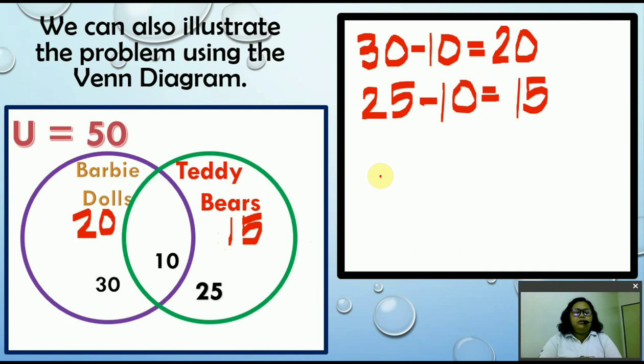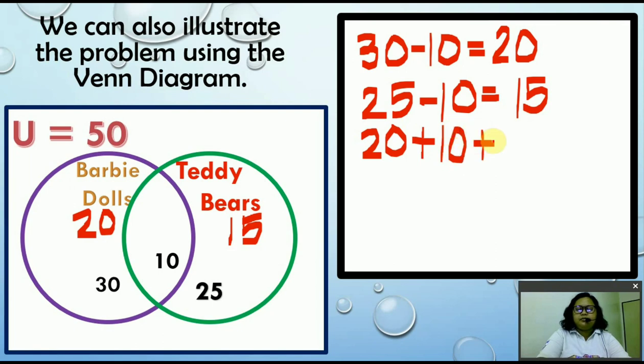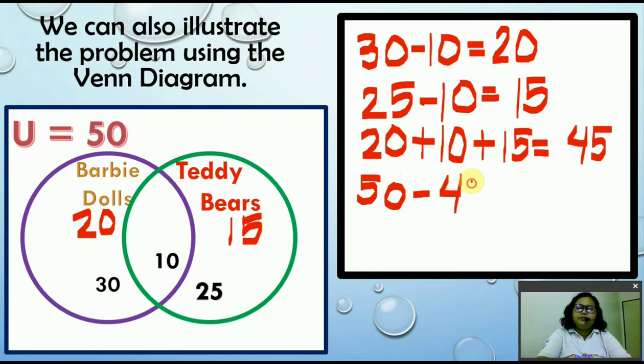Okay, so ilan kaya yung walang Barbie doll at wala ding teddy bear? So first, you add 20 plus 10 plus 15. That is the total. So the total will be equal to 45. So there are 45 pupils who have Barbie dolls and teddy bears. Then subtract 50 minus 45. The answer is equal to 5. So, pwede naman dito sa kabila. Sulat.